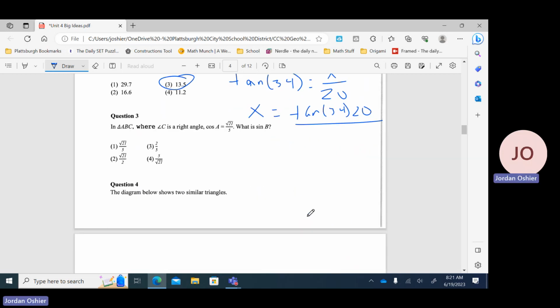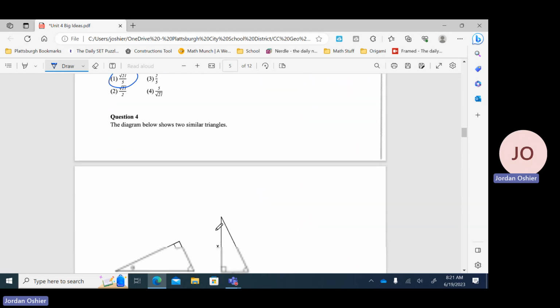Okay, the next one, cosine A. What is sine B? So remember, cosine A and sine B are equal values because the angles add to 90. So this is just asking you which one's the same. I know that they're equal this time because it's not talking about the angle. It's just talking about the values of cosine A and sine B, which are the same. If it was asking for A or B, that's when I add to 90.